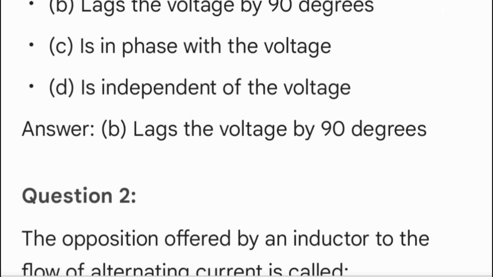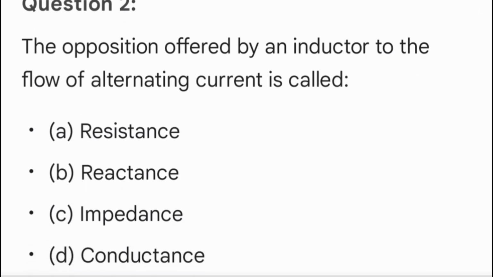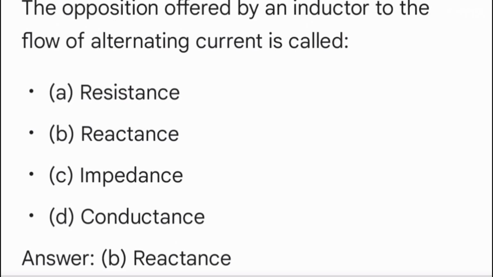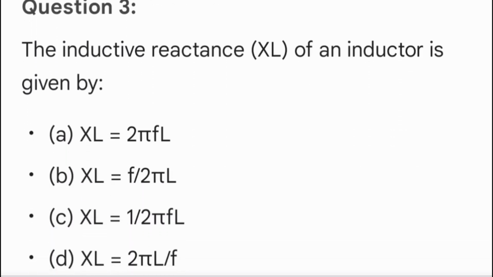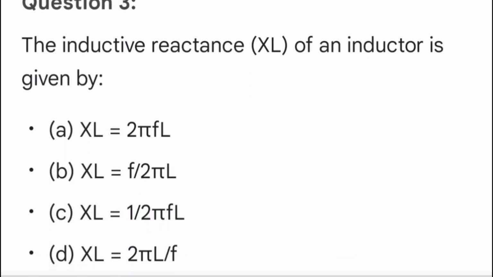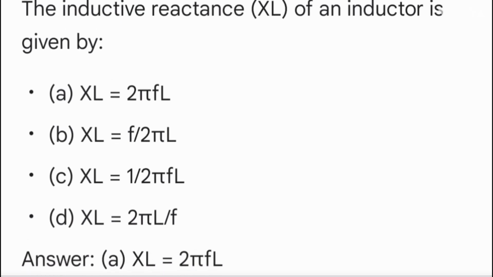Question 2. The opposition offered by an inductor to the flow of alternating current is called A. resistance, B. reactance, C. impedance, D. conductance. Answer: B. reactance. Question 3. The inductive reactance XL of an inductor is given by A. XL equals 2 pi FL, B. XL equals F by 2 pi L, C. XL equals 1 by 2 pi FL, D. XL equals 2 pi L by F. Answer: A. XL equals 2 pi FL.